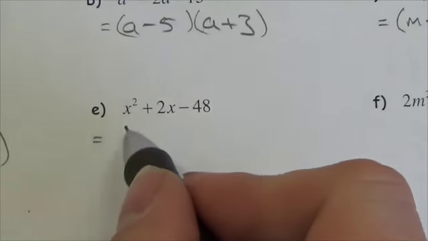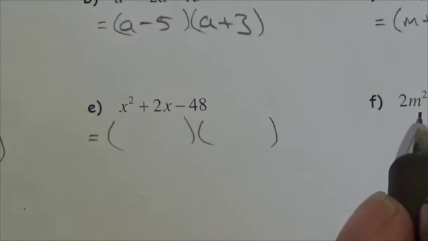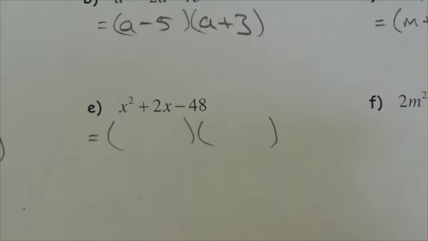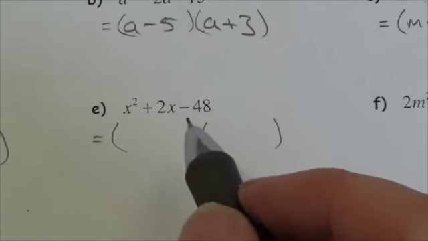Okay, x squared plus 2x minus 48. I'm looking for factors of negative 48 that differ by 2. Well, what are the factors of 48? 1 and 48, no. 2 and 24, no. 3 and 16, no. 4 and 12, no. But 6 and 8 do differ by 2.